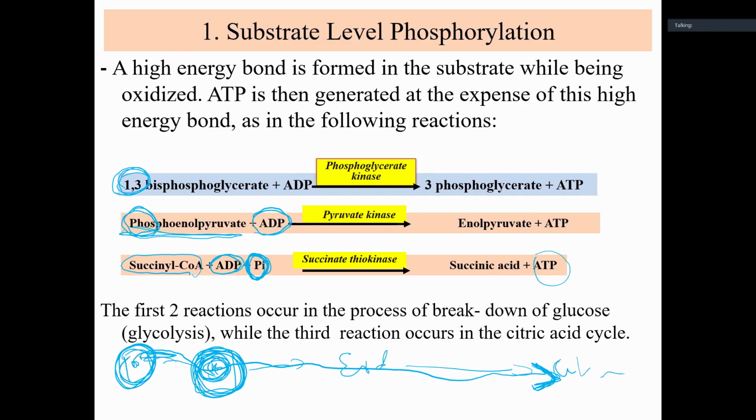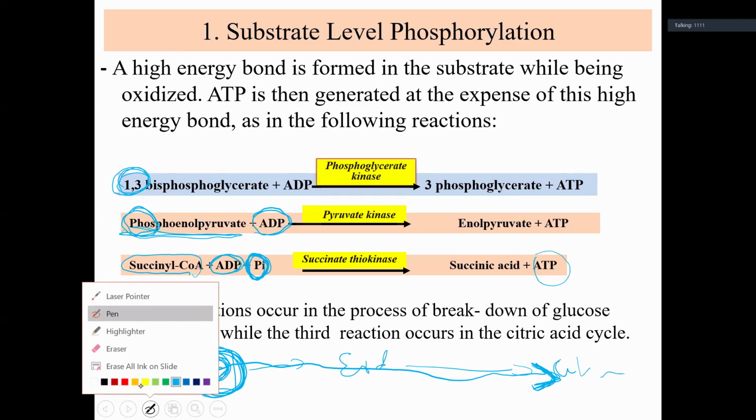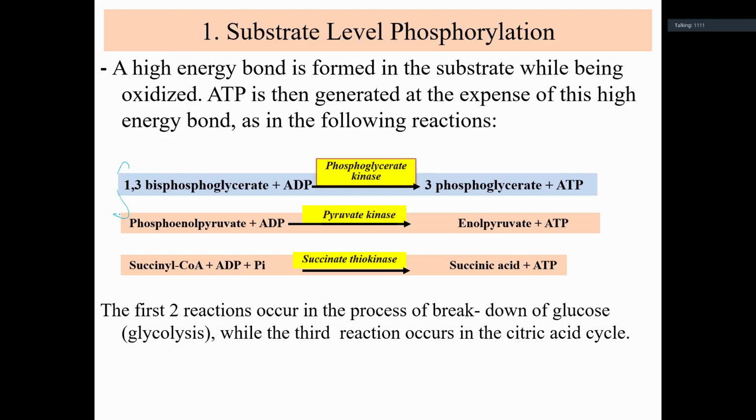Is this clear? All these are examples of substrate level phosphorylation. The first two are examples from glycolysis, and the third one is an example from the TCA cycle.